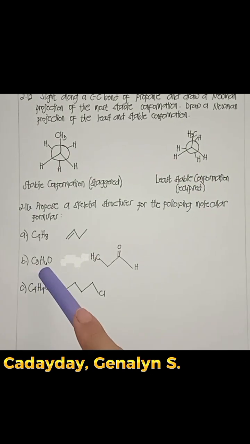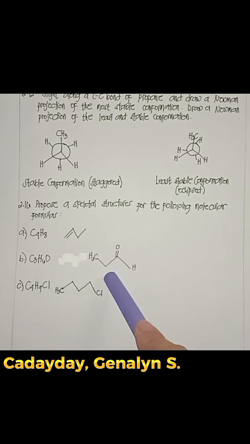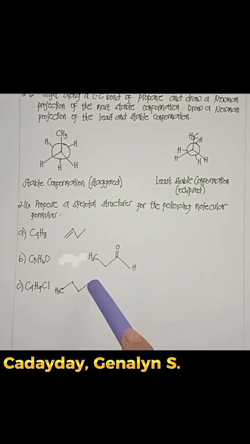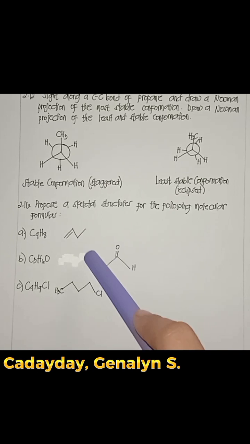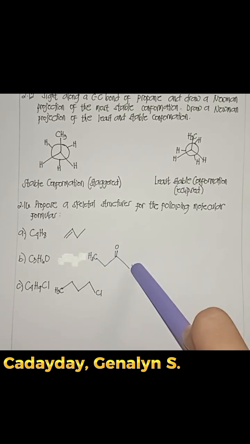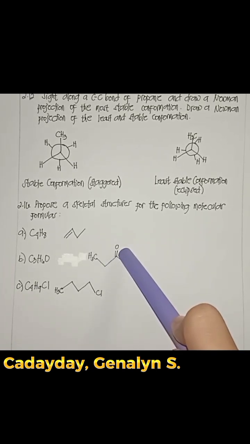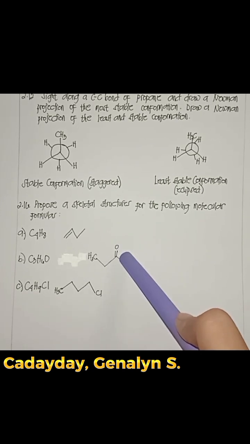Letter B, C3H6O. So that is acetone or propanone. The compound, as we can see, consists of 3 carbon atoms, 6 hydrogen atoms. So 1, 2, 3 carbon atoms and 6 hydrogen atoms, 2, 4, 6. And we have here a substituent or the functional group of oxygen present in the formula. So this is oxygen, a substituent.